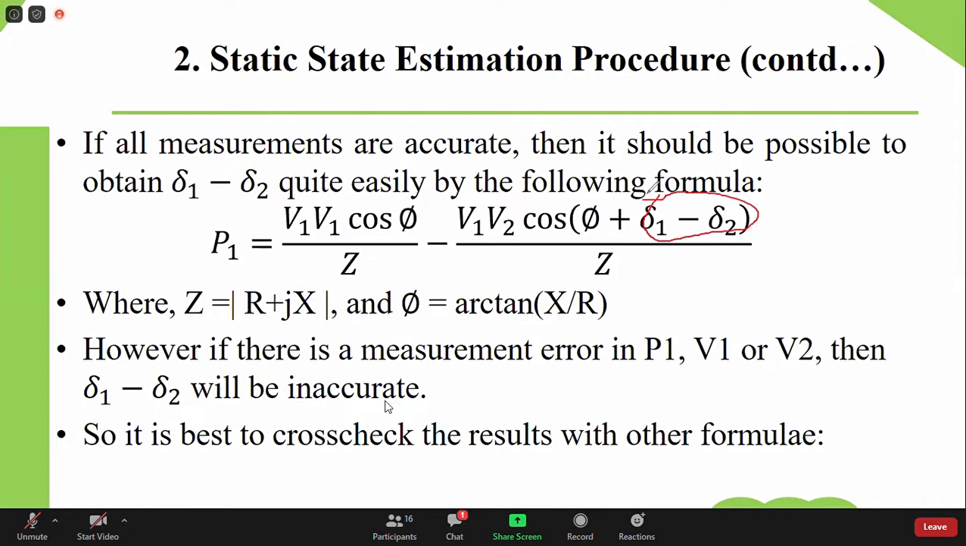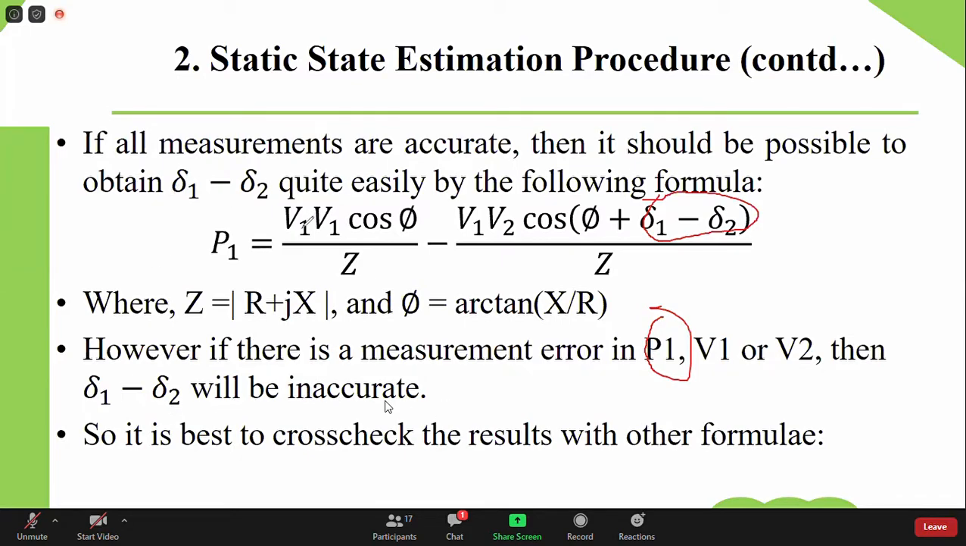So now using this formula, we can calculate the value of del 1 minus del 2. If we know the value of del 1 minus del 2, then we know that the power system state is fully estimated. However, if there is a measurement error, we have to take note of it. If you have an error in measurement in P1, V1, or V2, then del 1, del 2 will be inaccurate.